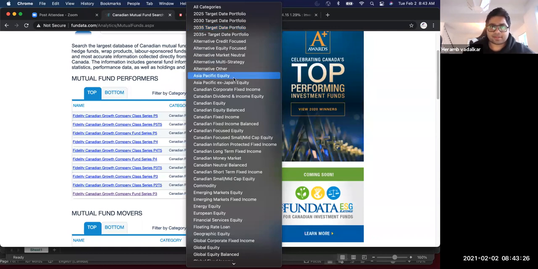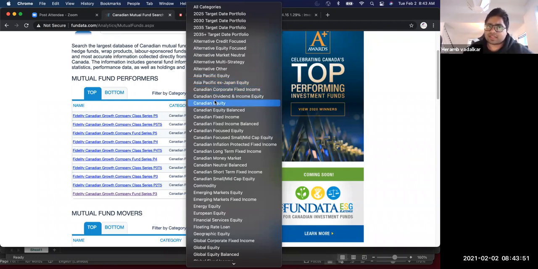Okay, then the next common type is Asia Pacific. These types of funds generally invest in Asia. Some funds have Japan in them, some funds do not. So you can invest in Asia Pacific that has Japan in it, or you can have, right, ex Japan, that is, it doesn't have Japan.